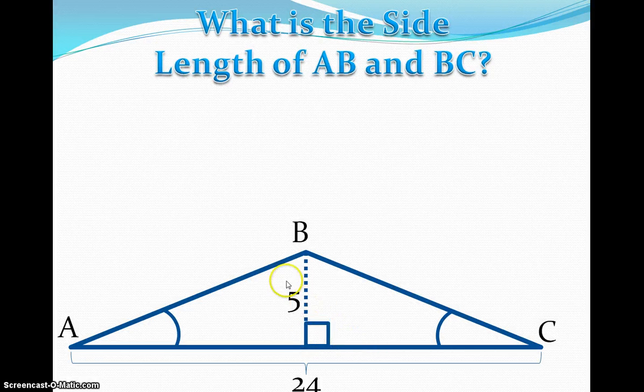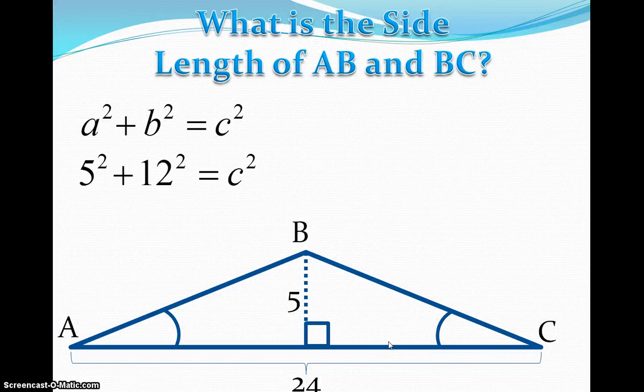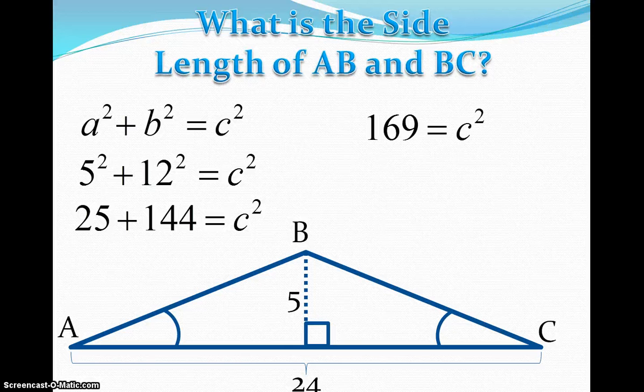So I know this length, and I technically know this length because 24 divided by 2, cutting it in half, is equal to 12. Would I be able to figure out the hypotenuse? Hopefully this is starting to sound like the Pythagorean theorem, where A is equal to 5 and B is equal to half of 24, which is 12. I should be able to figure out C squared, my hypotenuse length. So 5 squared is 25, 12 squared is 144, and adding those together makes 169, which is equal to C squared.